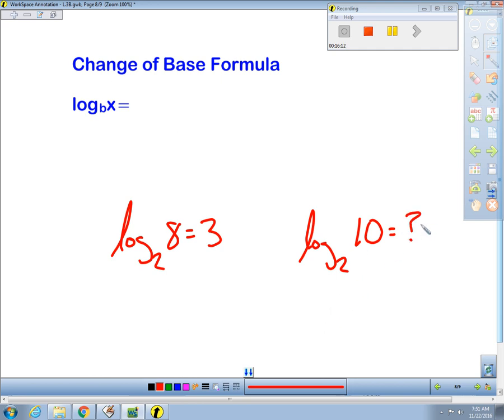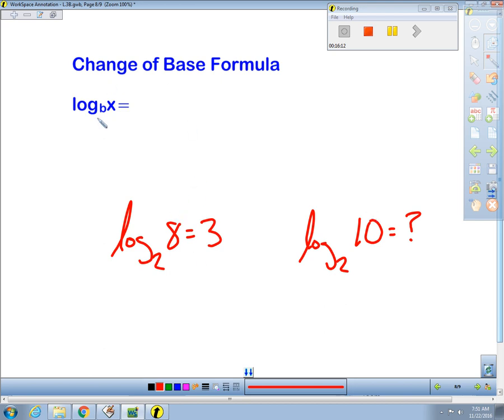You would say 2 to the what power is 10? Well, 2 squared is 4, 2 cubed is 8, 2 to the 4th is 16. It's not a nice number, is it? It's not an integer. It would still be nice to evaluate that, and this is what the change of base formula is going to allow us to do.